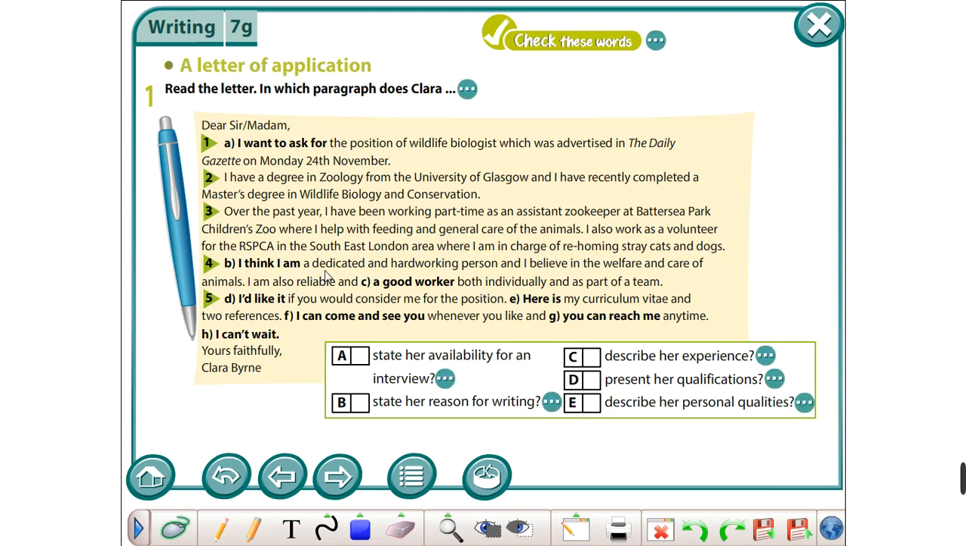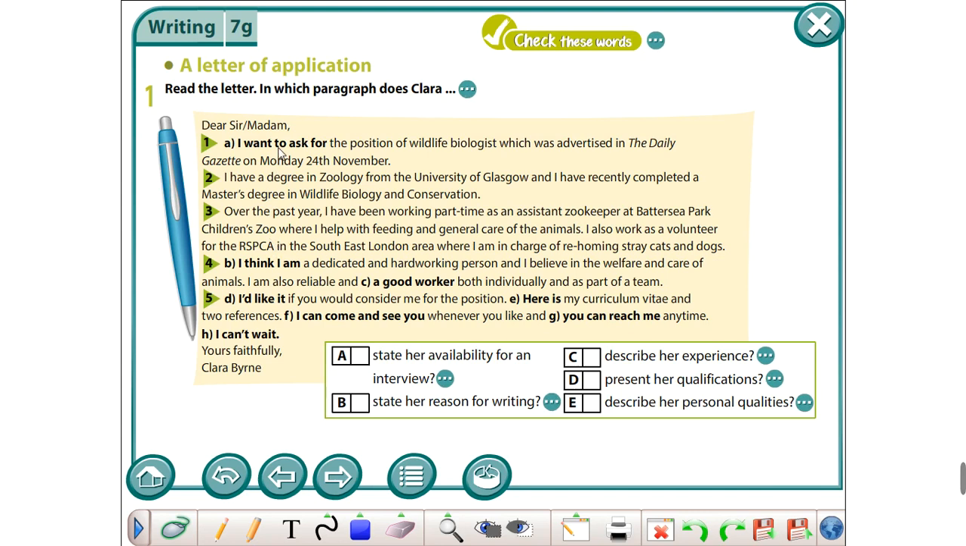I think I am a dedicated and hard-working person, and I believe in the welfare and care of animals. I am also reliable and a good worker, both individually and as part of a team. I would like it if you'd consider me for the position. Here is my curriculum vitae and two references. I can come and see you whenever you like, and you can reach me anytime. I can't wait. Yours faithfully, Clara Byrne.